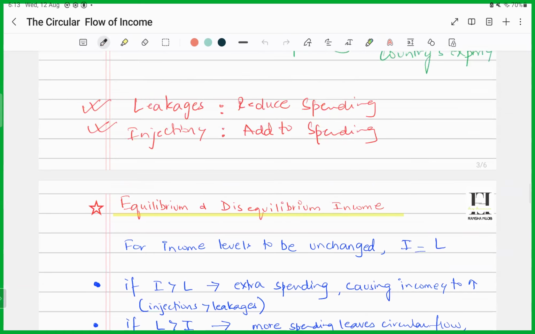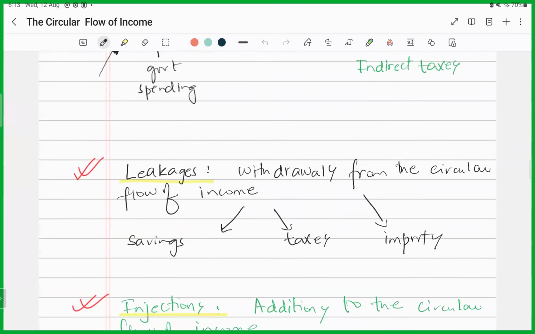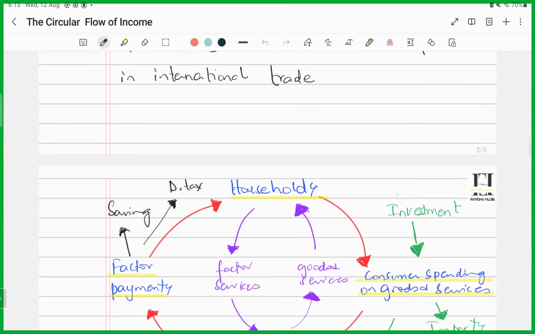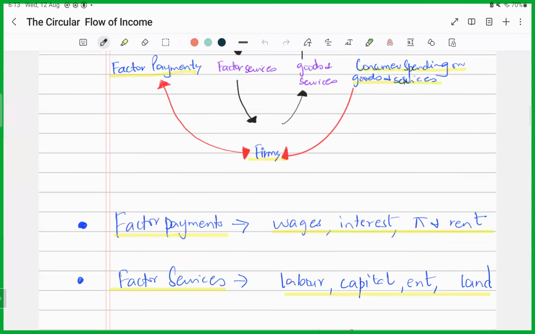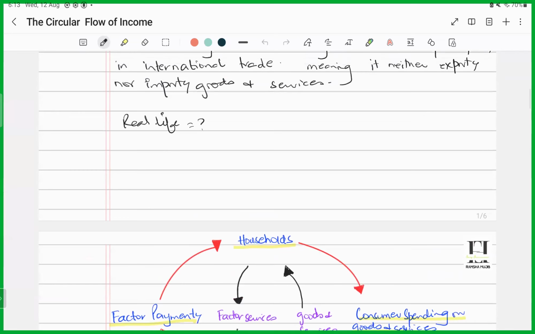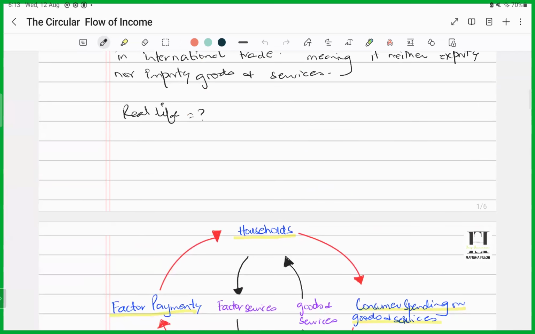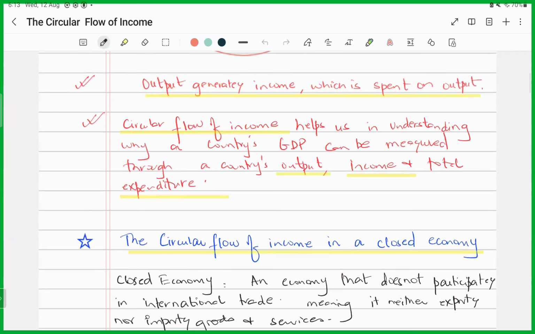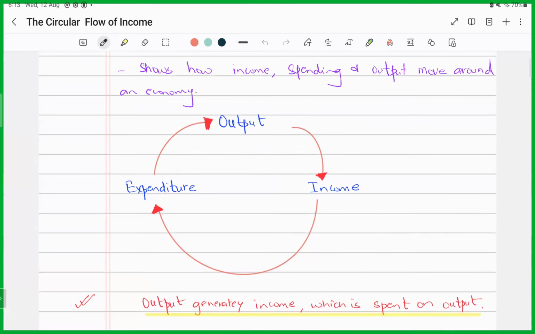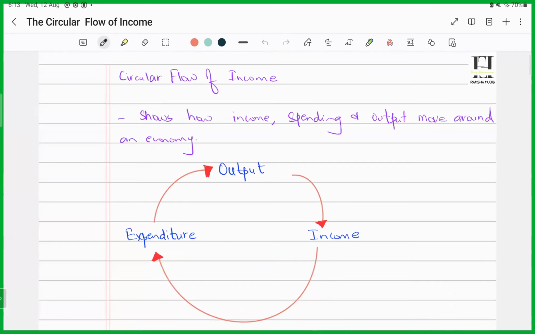So in the first part of the syllabus, we will be looking at what we exactly mean by circular flow of income, and how the circular flow of income looks in a two-sector model and in a four-sector economy. And in the second part, we will be looking at the equilibrium and the disequilibrium situation in an economy.